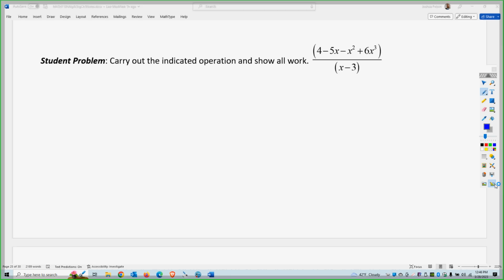Okay, so we need to put these in proper order. So x minus 3 is in the proper order. And over here, we get 6x to the third minus 1x squared minus 5x plus 4.